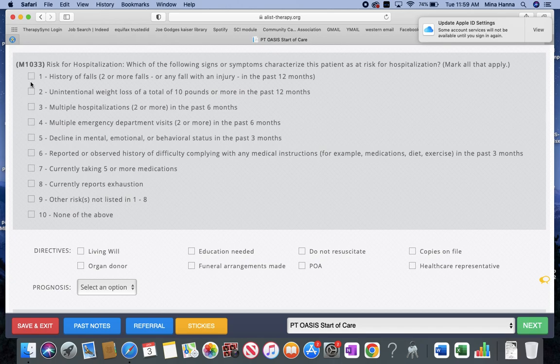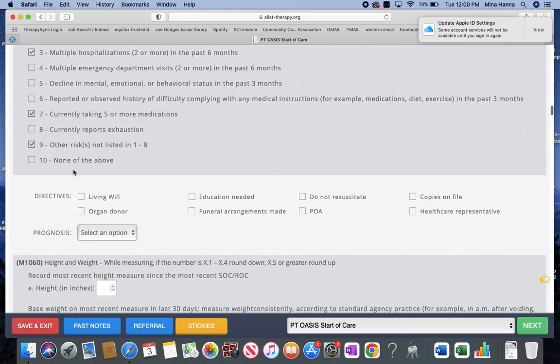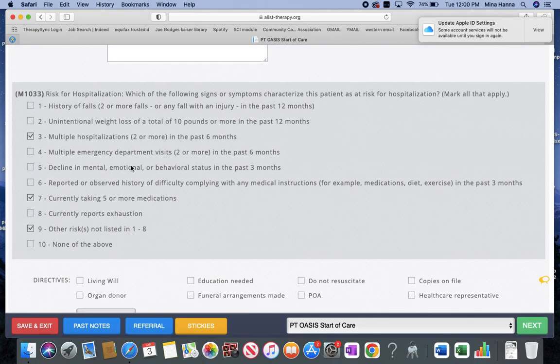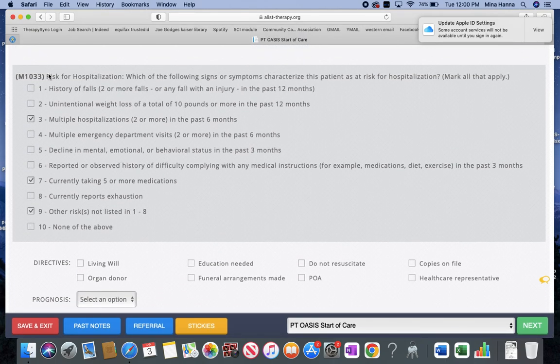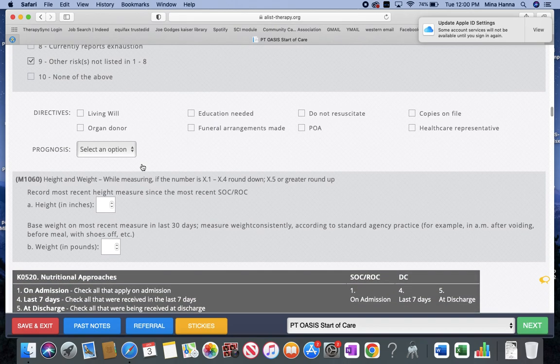So someone like my patient, I might put something like multiple hospitalizations. They are taking more than 5 medications, and other risks that maybe are not listed here, like this person is diabetic and it's not listed on here. Maybe they have congestive heart failure, it's not listed on here. So I can list something like that, and that just kind of scales them. And don't worry, this is just telling the person reviewing this document the risk for hospitalization.